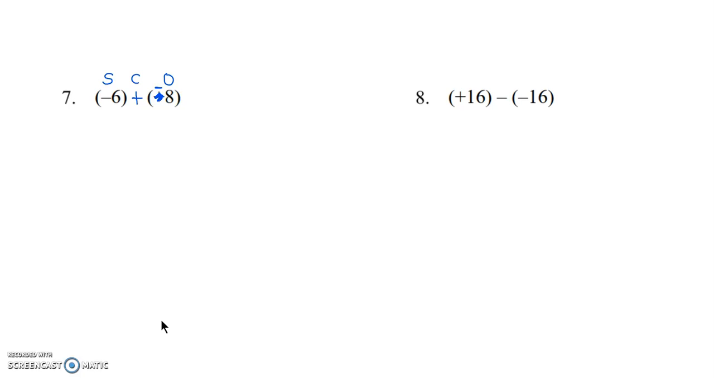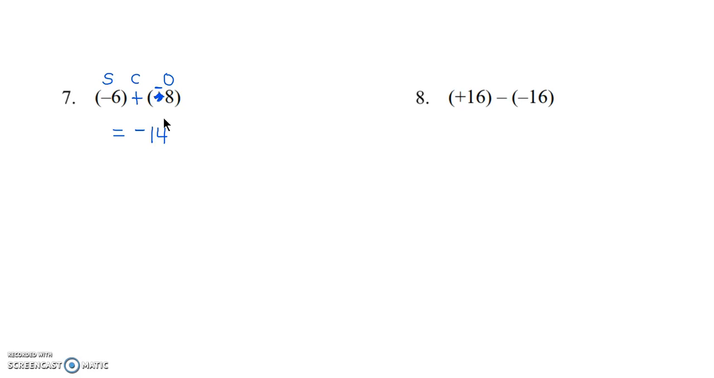Now we have a new problem, -6 plus -8. Signs are the same. We keep the sign, and we add the numbers, -14. So when we make the change and when we do the opposite, we're not changing the numbers per se, we're making things easier for us to deal with those numbers.